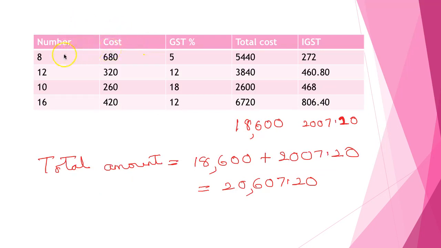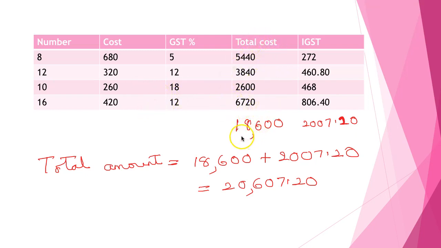So the cost is 680. So coming to the first row, the total cost will be 8 into 680, which is 5,440. It is an interstate transaction, so we have IGST, and 5% of 5,440 is 272. Similarly, for the second row, we calculate the total cost and 12% of the total cost, which is 460.80. We do likewise for the third and fourth row.